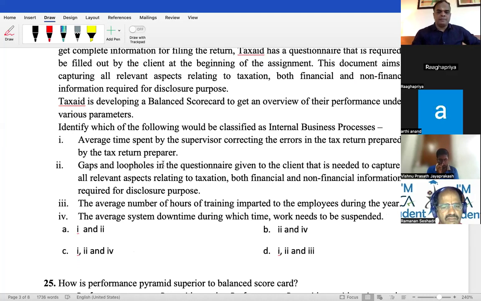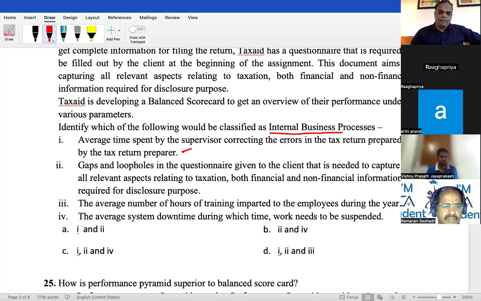Point 1. Average time spent by the supervisor correcting the errors in the tax return prepared by the tax return preparer. Point 2. Gaps and loopholes in the questionnaire. So, which one forms part of the internal business perspective? First, the average time spent by the supervisor correcting the errors. That forms part of internal business only, am I right?